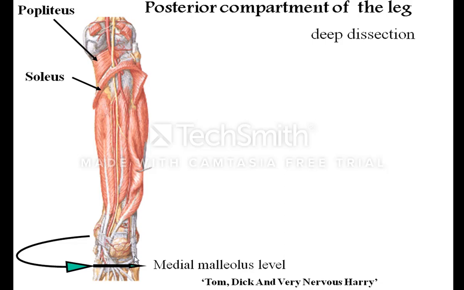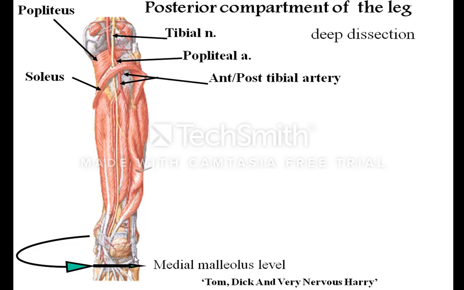This is popliteus; soleus has been removed to see the deep groove. And here this is the popliteal artery, and the division of the artery into the anterior tibial artery, which supplies the anterior compartment of the leg, and the posterior tibial artery, which supplies this posterior compartment. Here is the fibular artery, and here these are the flexor muscles: flexor digitorum, flexor hallucis, and the tibialis posterior.